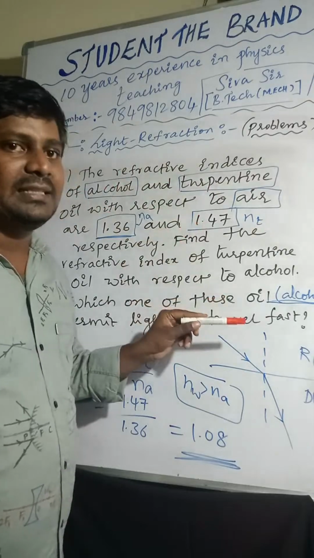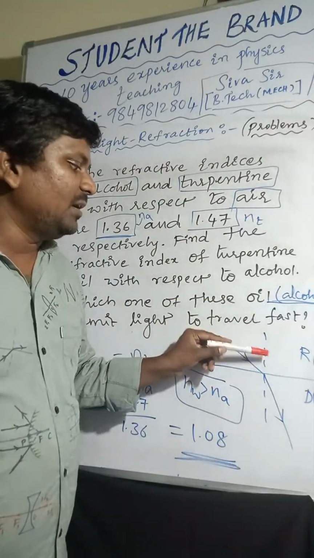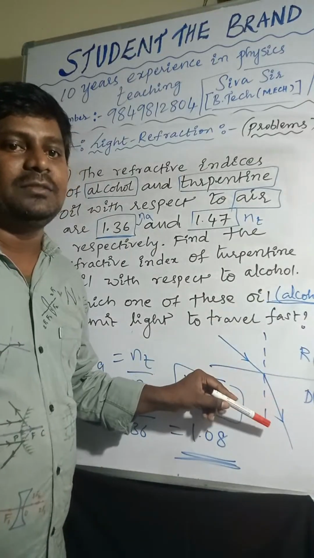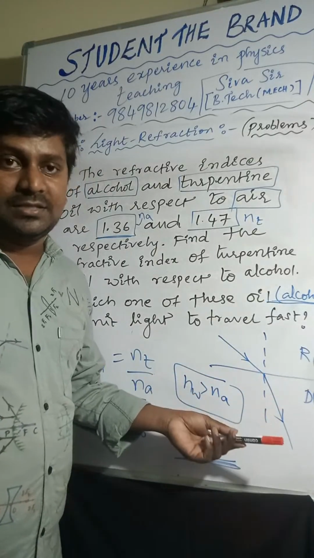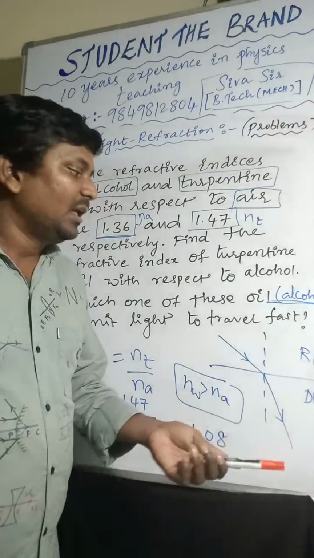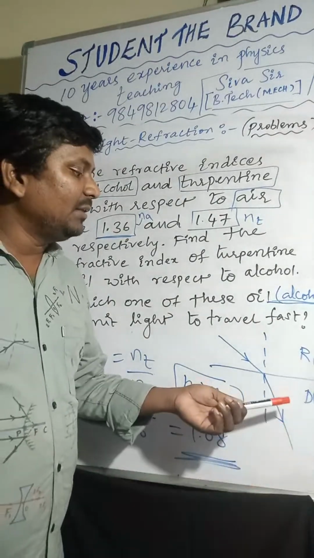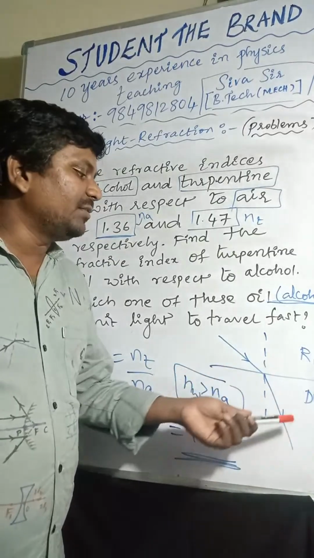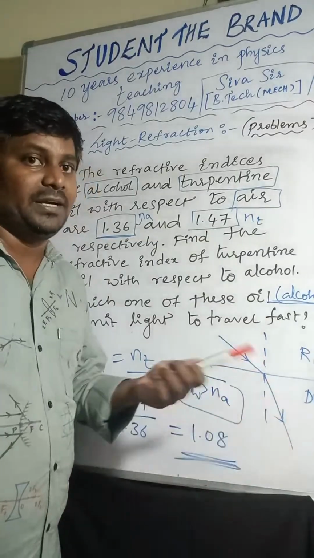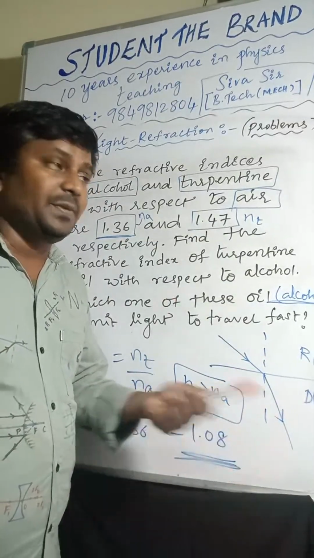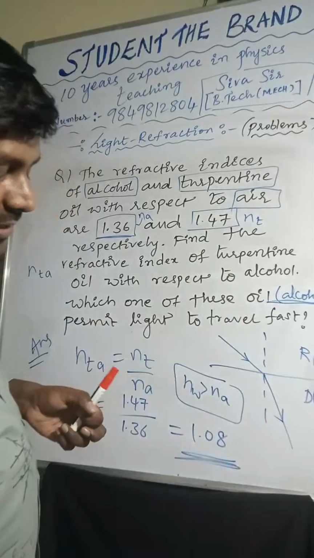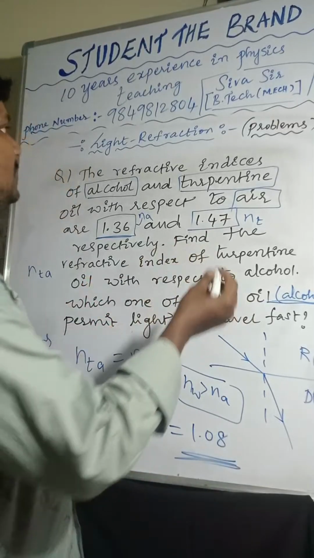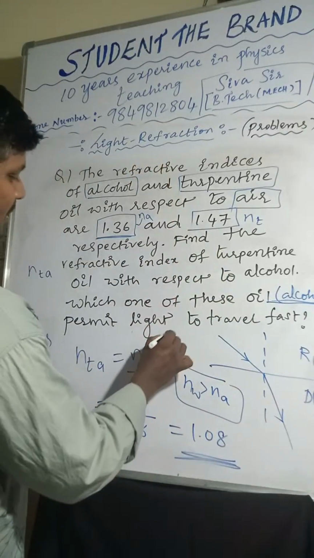So here, as I said, the light is moving from rarer to denser, so it bends towards the normal line. So what is the reason the light ray is bending? Because refractive index is more in the denser medium than in the rarer medium. So refractive index is more, then speed decreases. As refractive index is inversely proportional to speed, we know the formula also: n is inversely proportional to velocity.